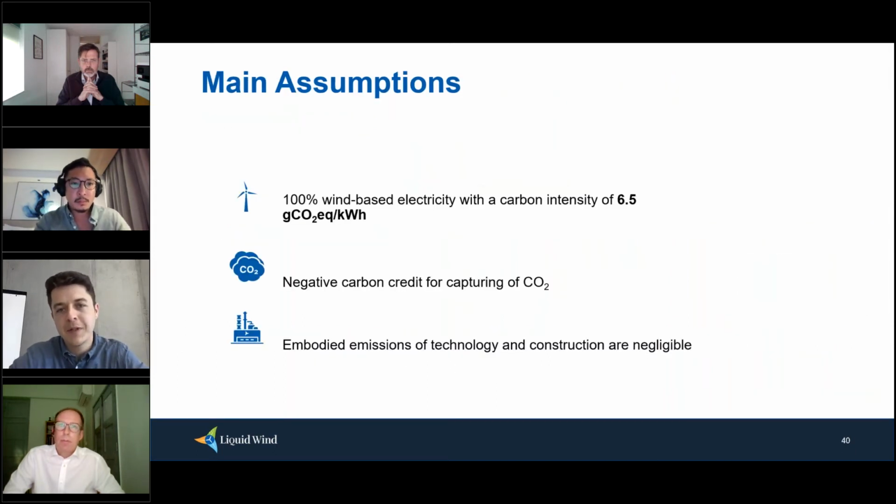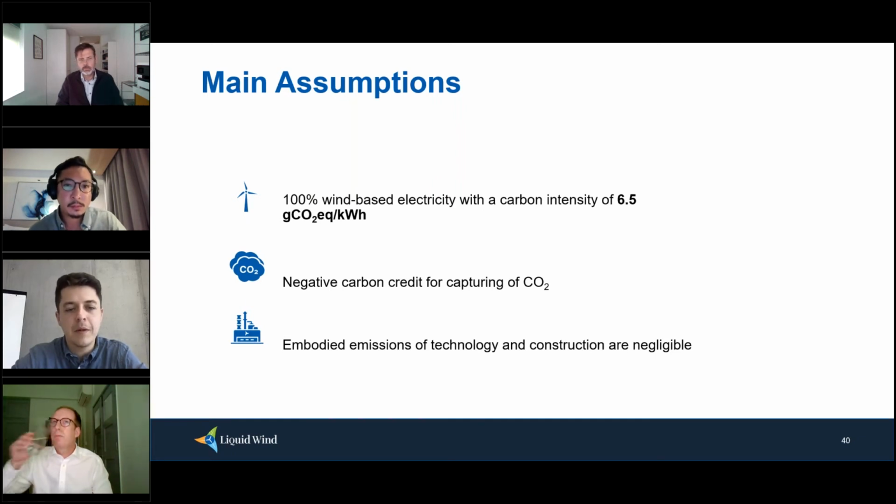Before I come to the results of our internal life cycle analysis, just a few main assumptions, because that's quite important to make them comparable. Our process is based 100% on wind, and we use the carbon intensity of 6.5 grams CO2 equivalent per kilowatt hour. That's a bit different to some of the methodologies. Some use 0 if it's on renewable energy, but for us, we want to be completely transparent. That's why we used even an emission for using renewable electricity.